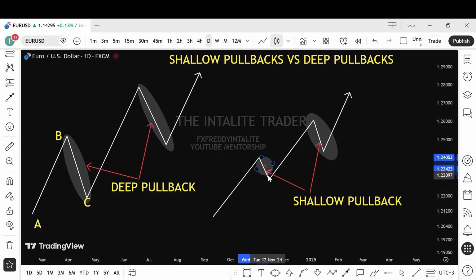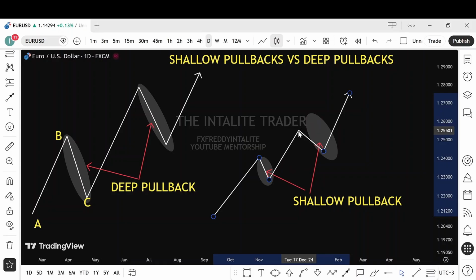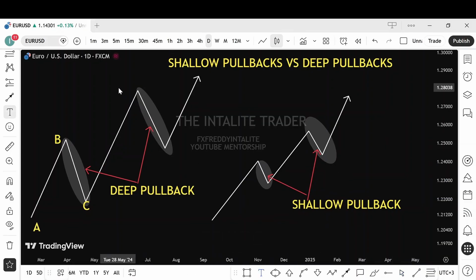But when price pulls back small, it gives you a shallow pullback. At times, these moves also tend to be not all that strong. They will be kind of weak. So this is point D. We say this pullback from B to C is a deep pullback. This is also a deep pullback. This is a shallow pullback. So the same thing applies to this.